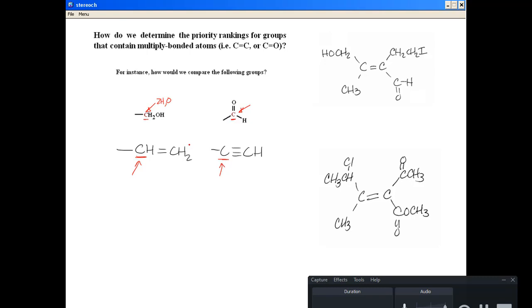So what IUPAC decided to do was they said, well, we have to somehow make this carbon into a carbon that has 3 things attached to it so that we can compare its 3 things to these 3 things over here. And so they said, okay, let's write that structure out minus the double bond. Let's replace this CO double bond over here with 2 CO single bonds. So here's CO single bond number 1, here's CO single bond number 2.